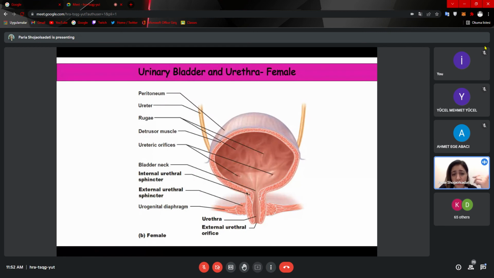We have two openings of the urethra. One of them connects the urethra to the urinary bladder. It's famous as the internal urethral opening. And the other connects the urethra to the outside of the body. That's famous as the external urethral opening or external urethral orifice.